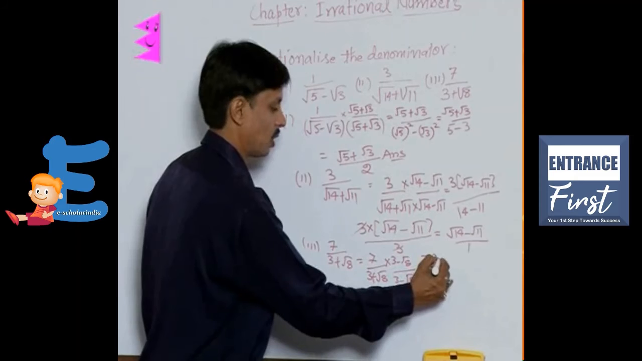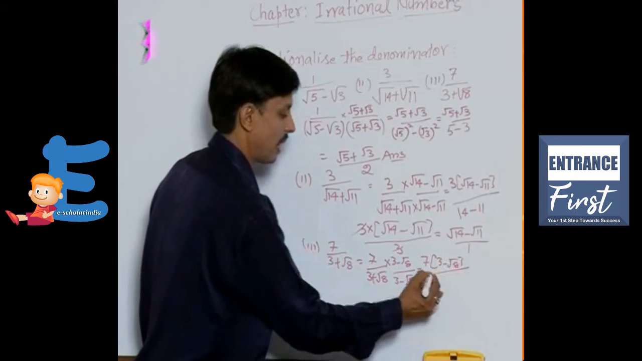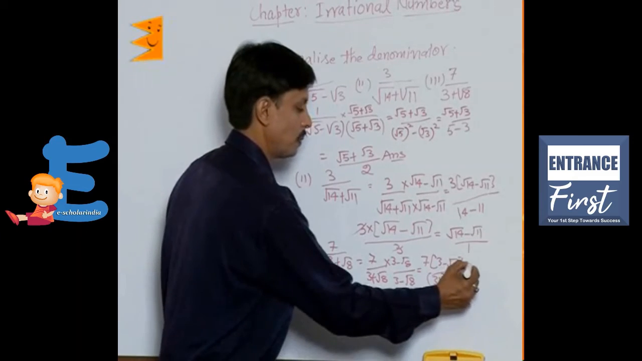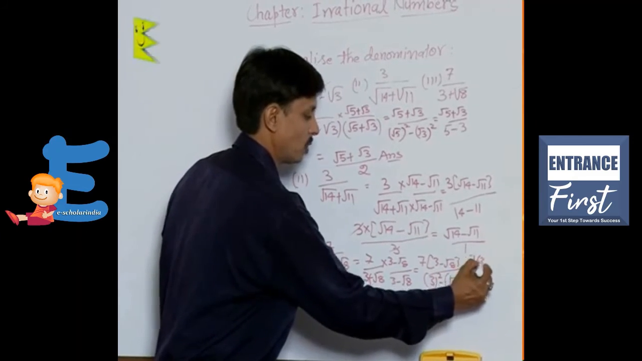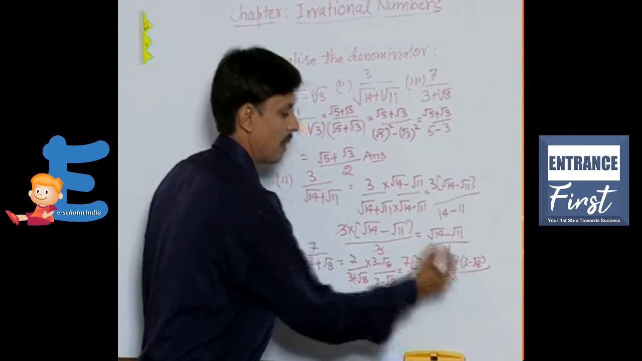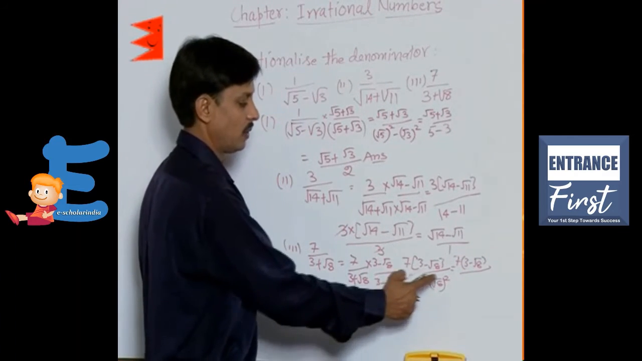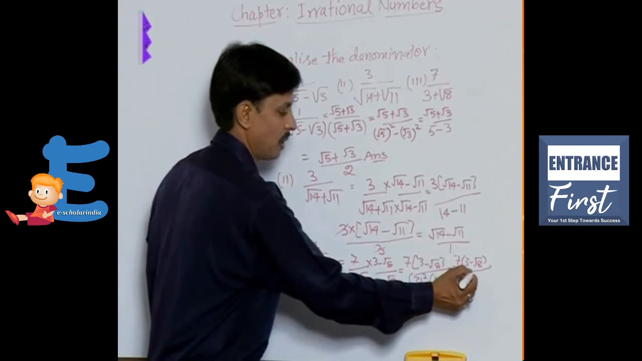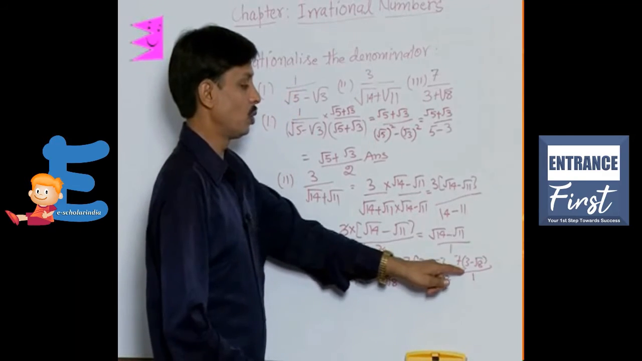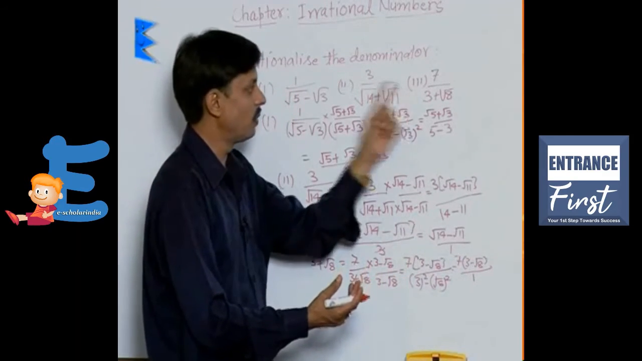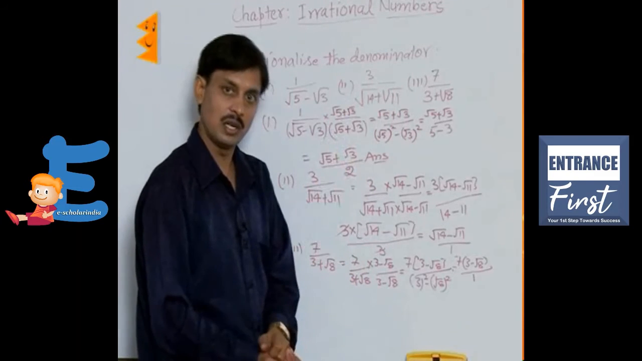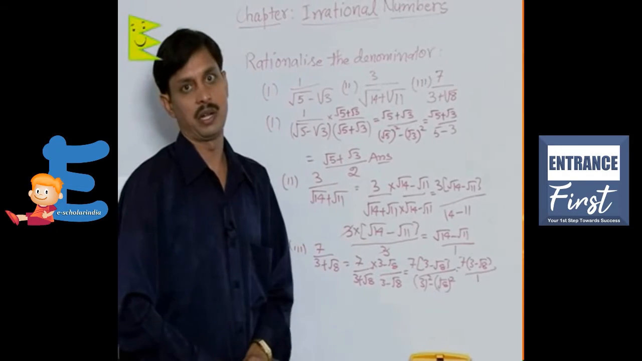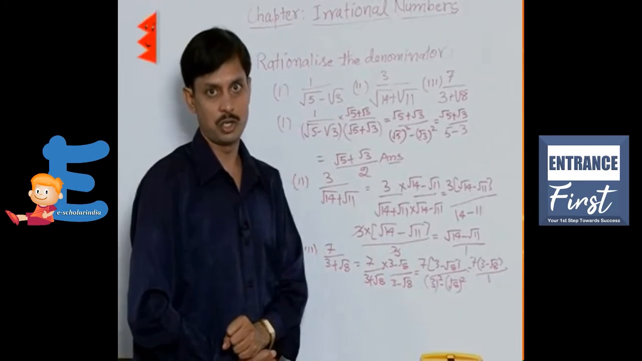This becomes 7 times 3 minus root 8 divided by 3 square minus root 8 square. This becomes 7 into 3 minus root 8 divided by 3 square, which is 9, minus root 8 square, which is 8. So 9 minus 8 becomes 1. So 7 into 3 minus root 8 is the answer of this part after rationalizing the denominator. Same type of questions you can go for a lot of practice for making your math strong.